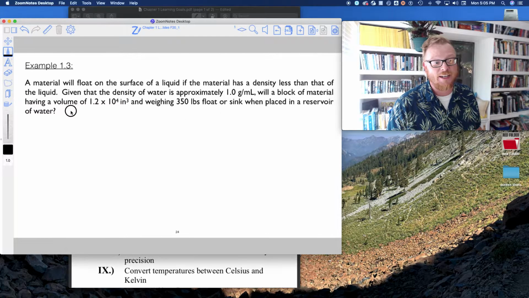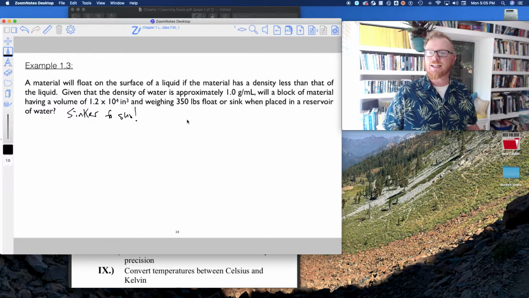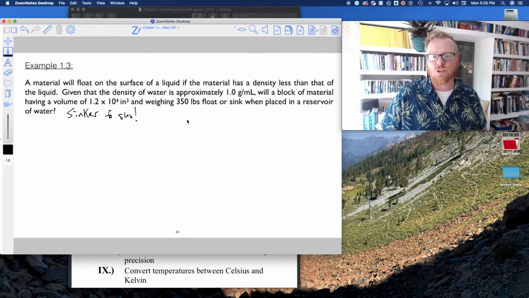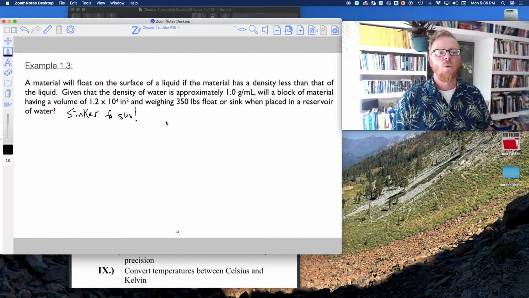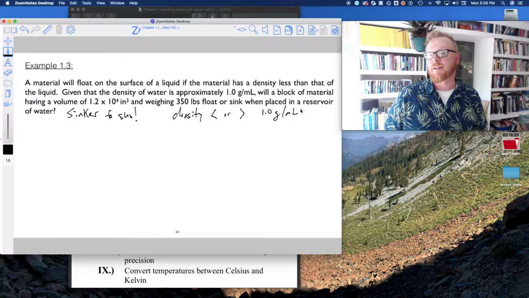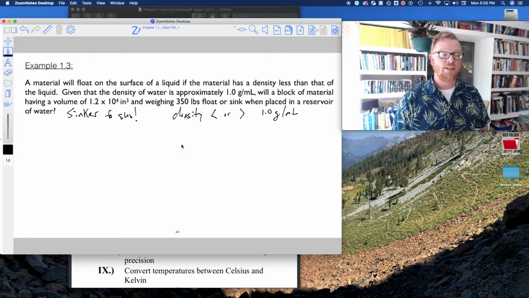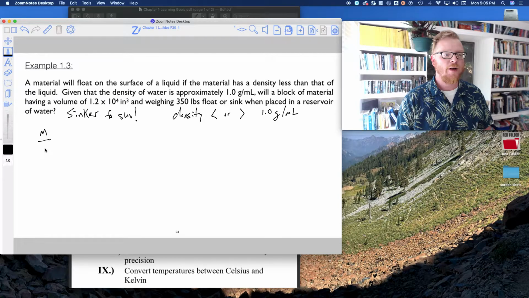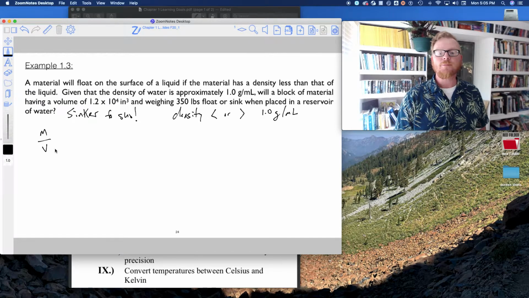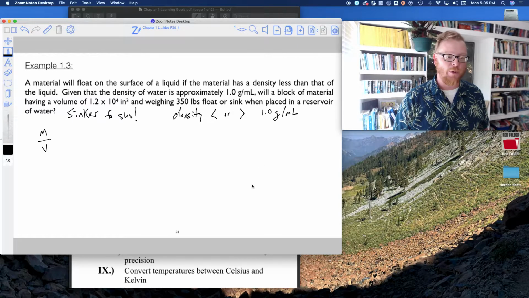My first impression is that it's going to sink. I mean, if I was just guessing, it's going to be a sinker, because it's like 350 pounds, right? That sounds like a lot, but we have to calculate it to find out. Okay, so how do we even start? Well, what we need to know is, will the density be less than or greater than 1.0 grams per milliliter? So that's going to be our test. And so that means we're going to need to take the mass divided by the volume of that object and get it into grams and milliliters so that we can compare.